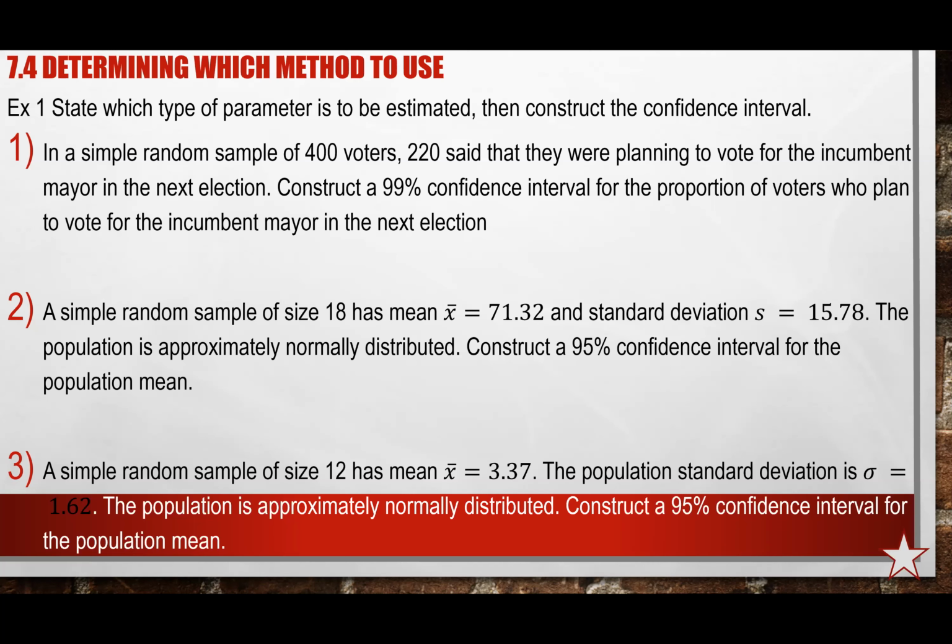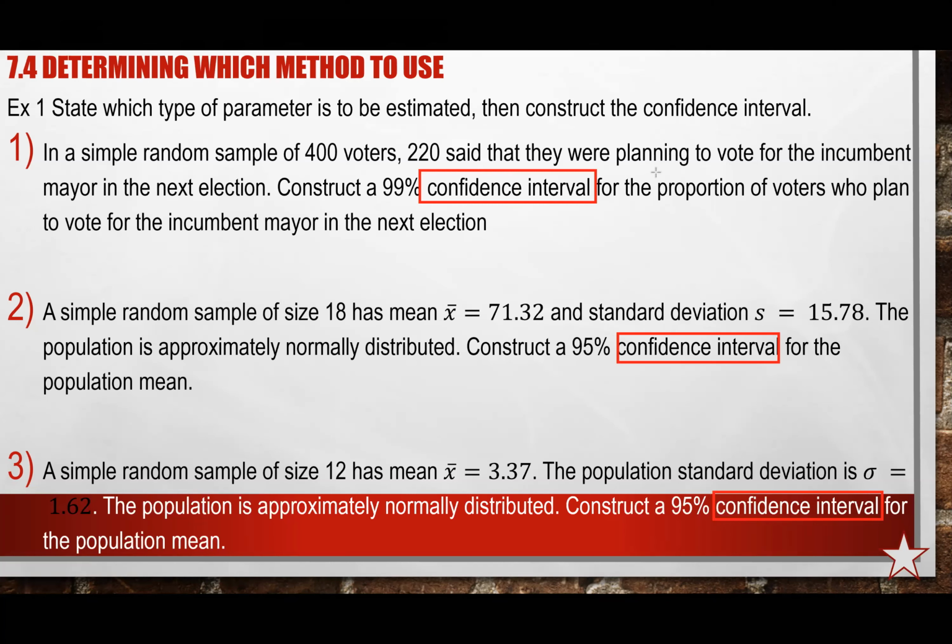If you don't read anything and you just glance through the problems, what they ask you to do is construct a confidence interval, construct a confidence interval, construct a confidence interval. So we know the three problems ask us to construct the confidence interval. So construct the confidence interval for a proportion. If you see a proportion, there's only one option. I will use the one proportional Z interval.